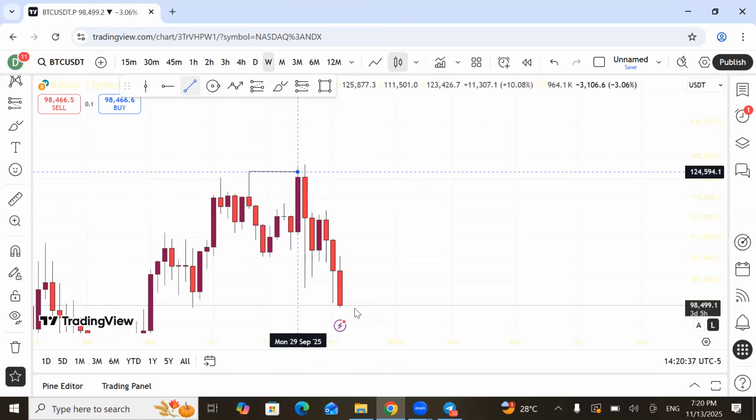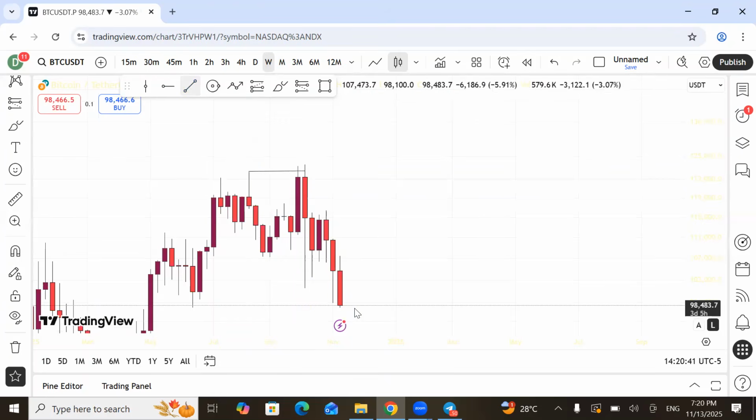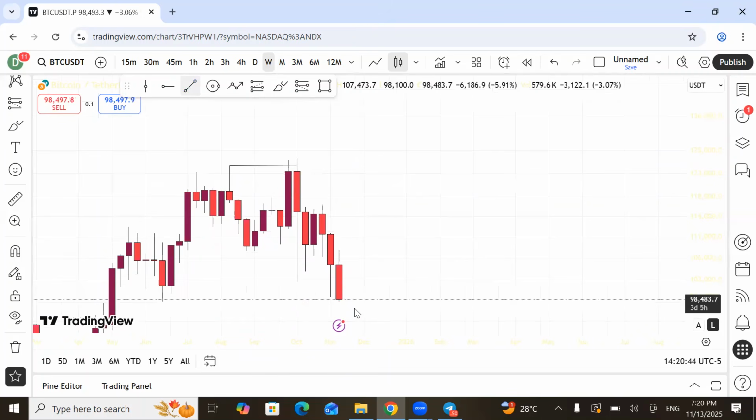This is the monthly high that got swept. And what can we see on weekly? Immediately the monthly high got swept.